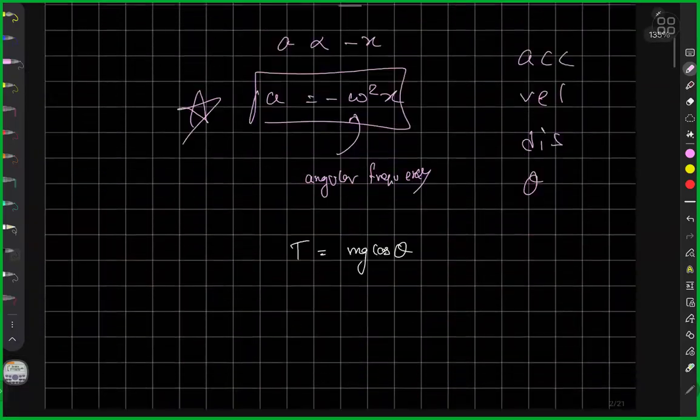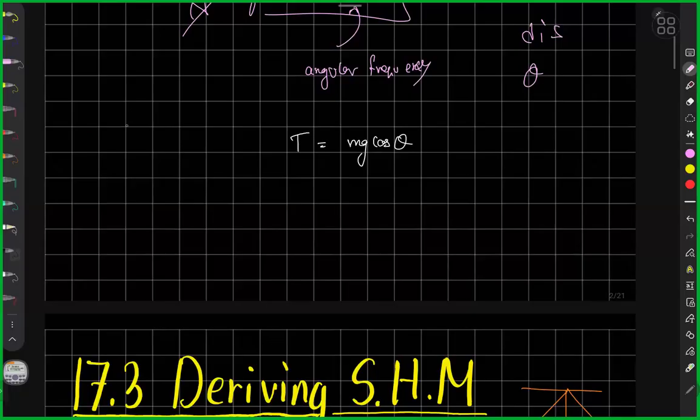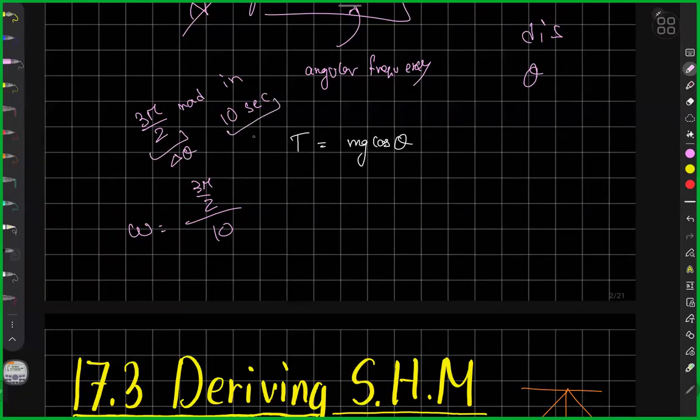If they give you, for example, the bob covered 3 pi by 2 rad in 10 seconds, can you write 3 pi by 2 over 10? Is this what you're asking for omega? Yes, you can do this. This is del theta over here, and this is del t over here.